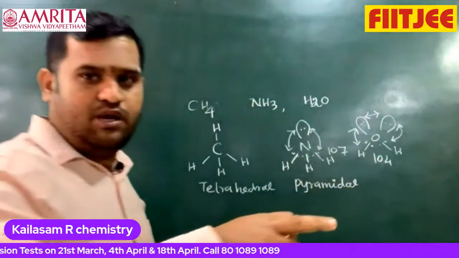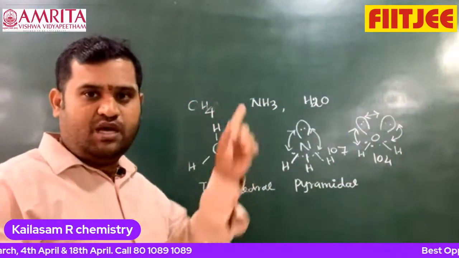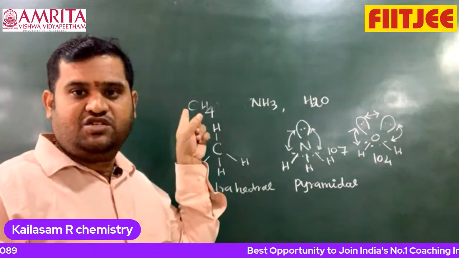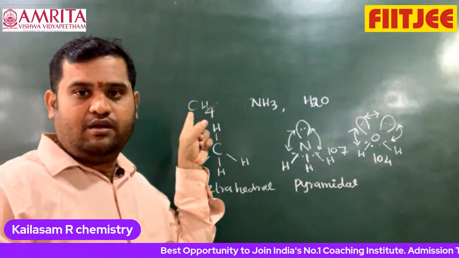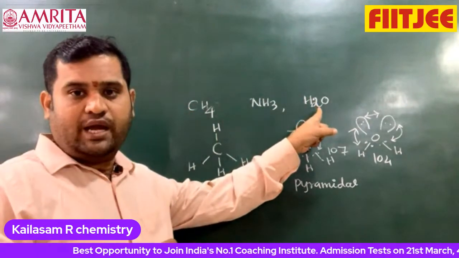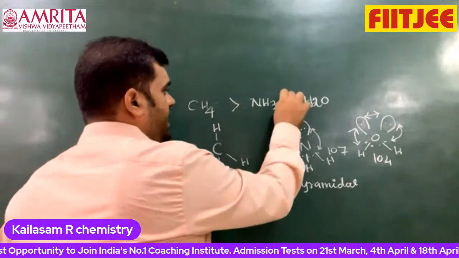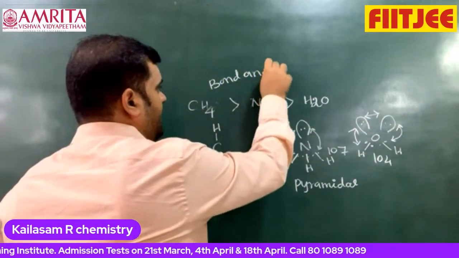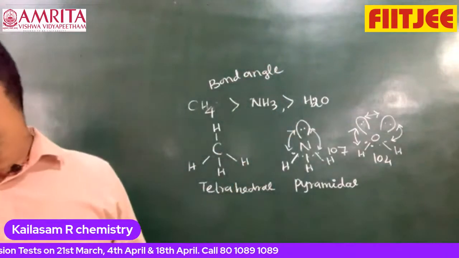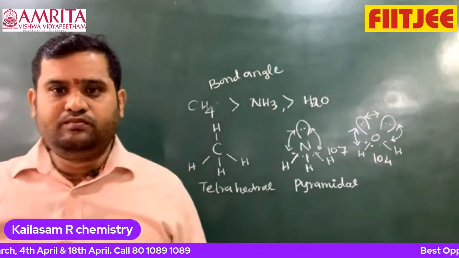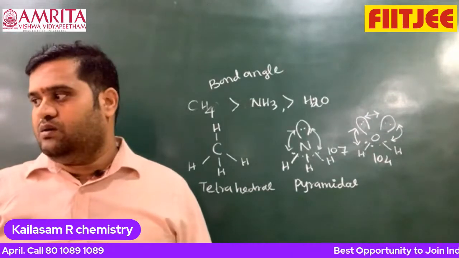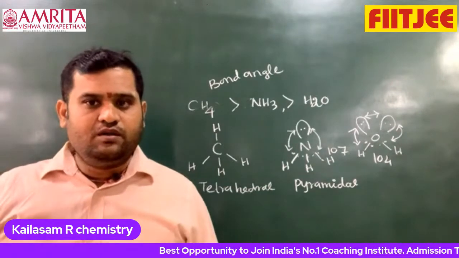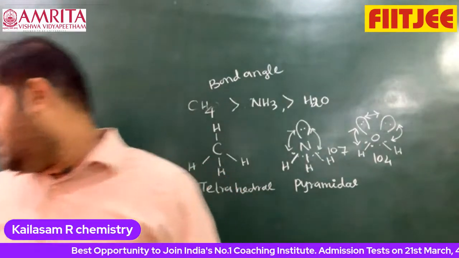Now in the exam, what will they ask you? They may give CH4, NH3, H2O and ask which has the highest bond angle. CH4, because of perfect geometry. And H2O has the least bond angle. This is the order of bond angle. That's all.